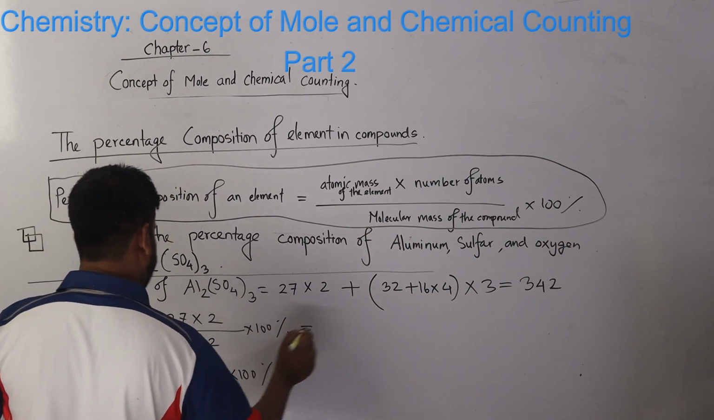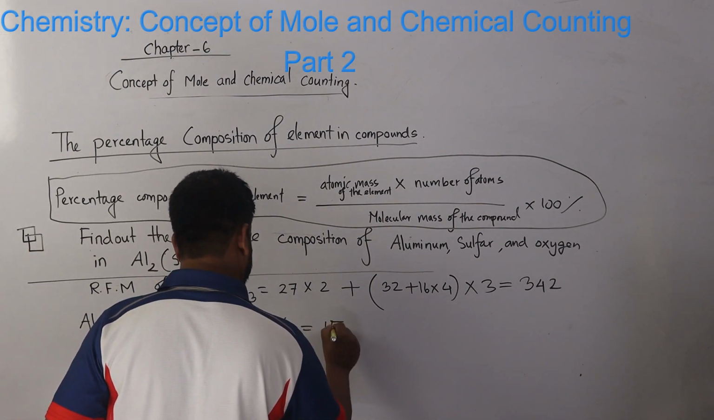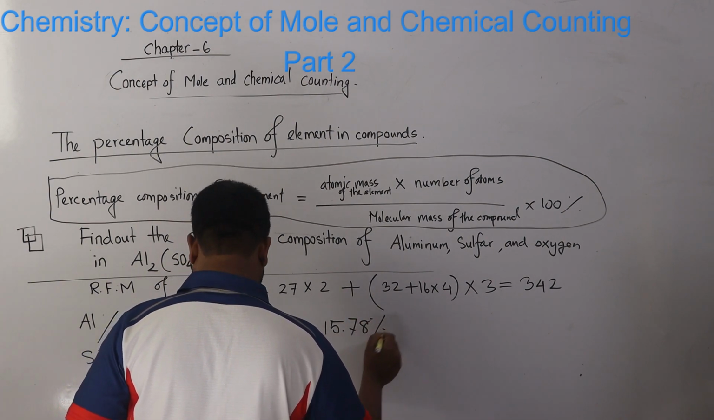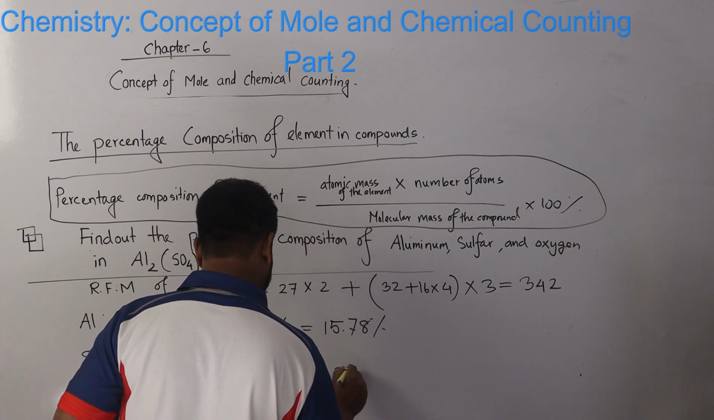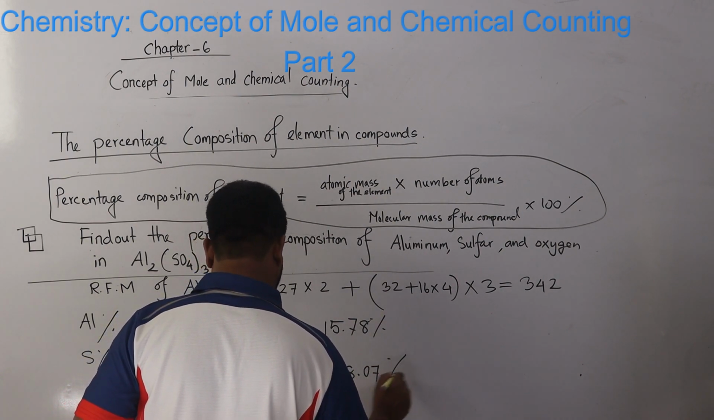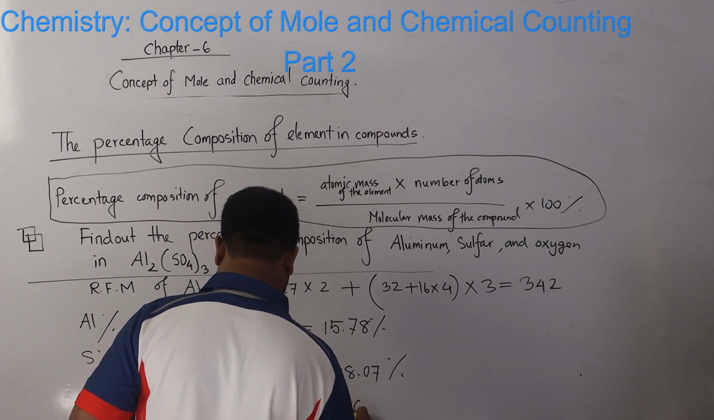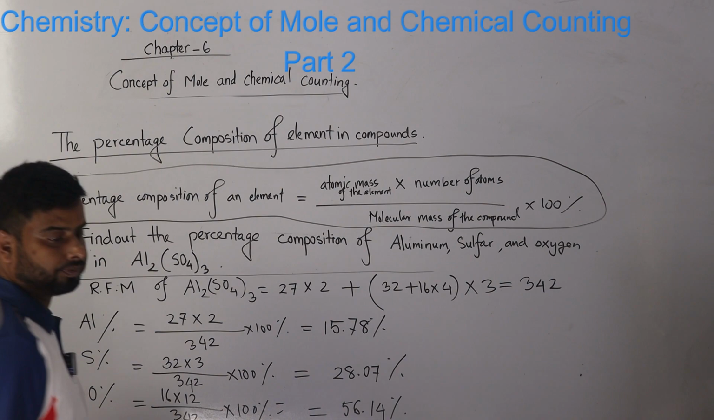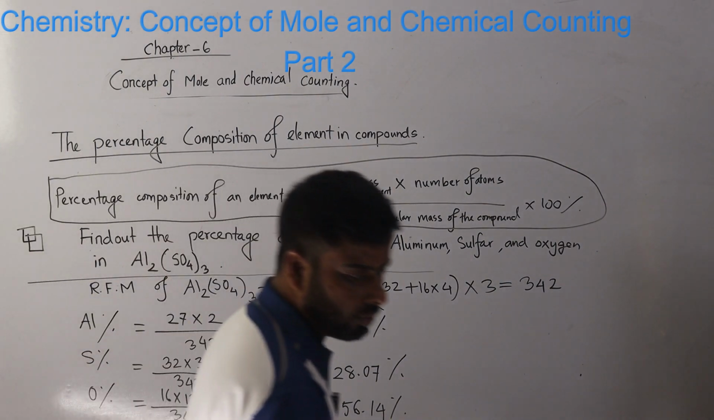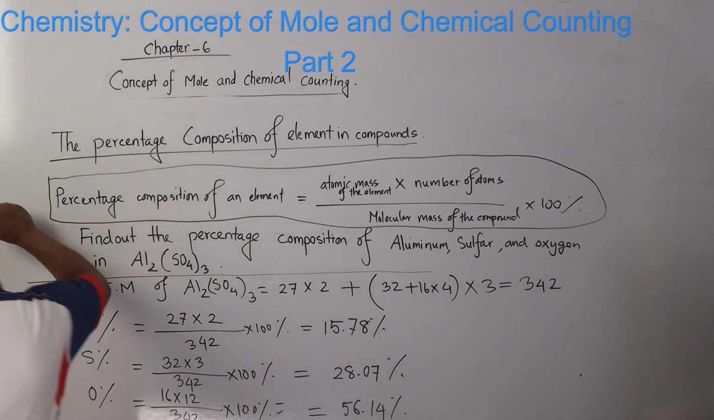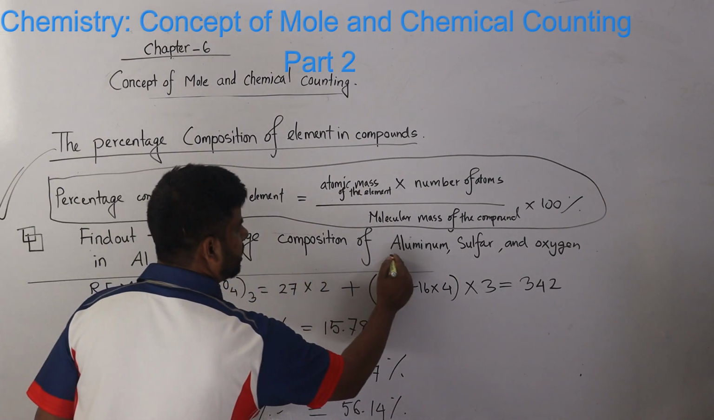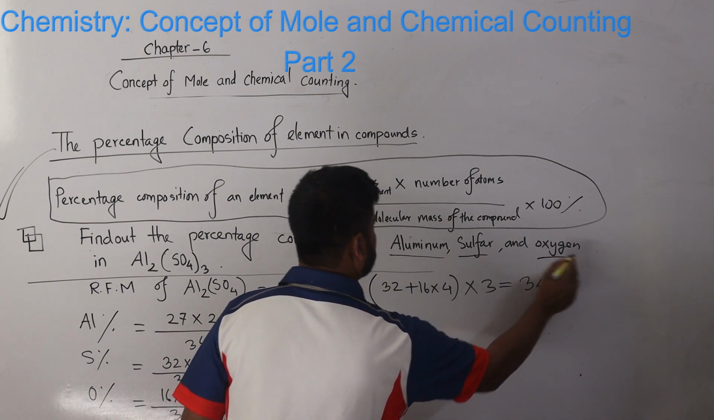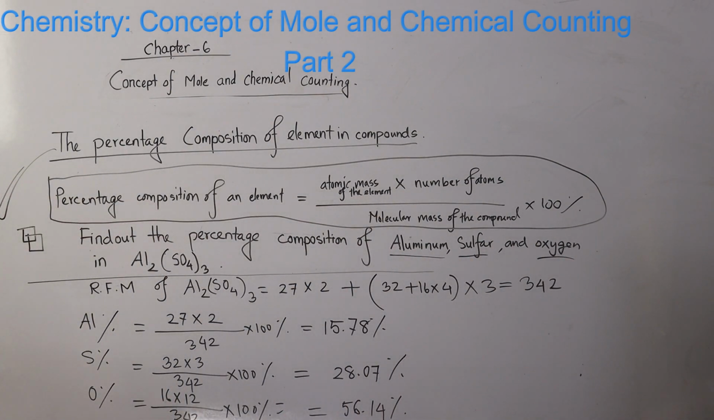So after calculation, aluminum is 15.78%, sulfur is 28.07%, and oxygen is 56.14%. By using this technique, we can calculate the percentage composition of any compound. So the percentage composition of an element, we can easily calculate by this technique.